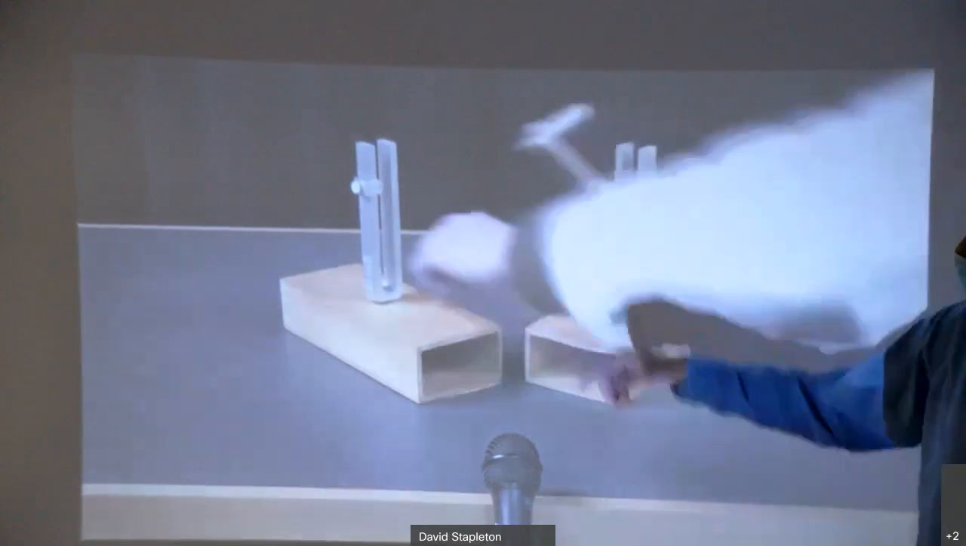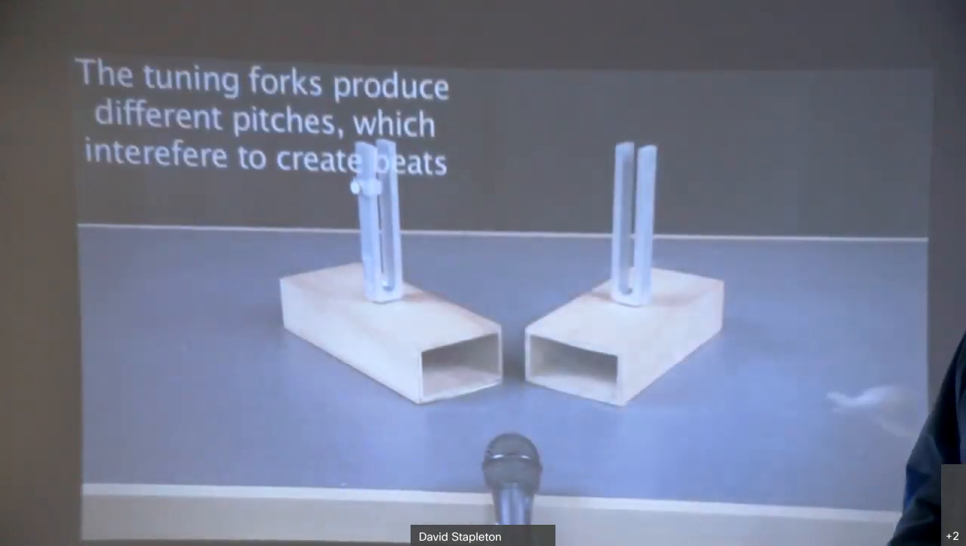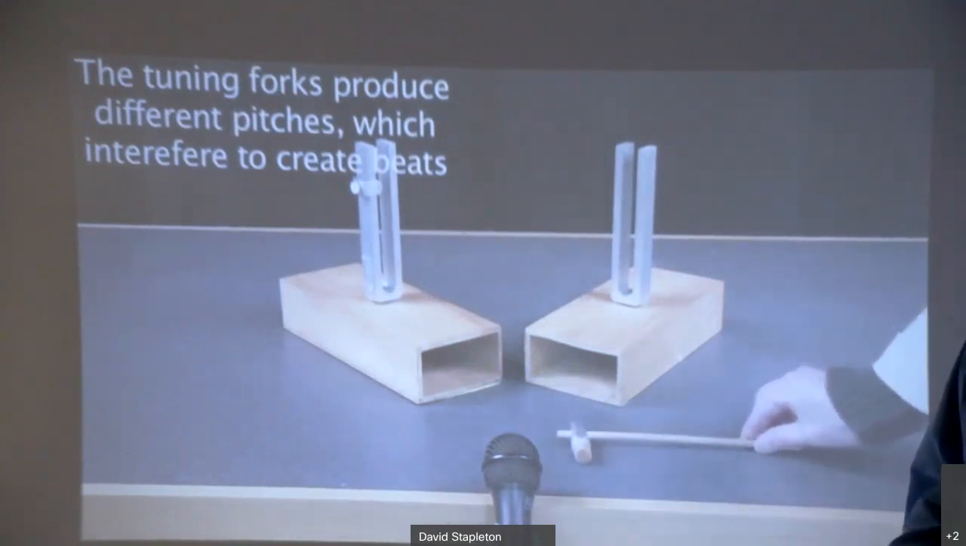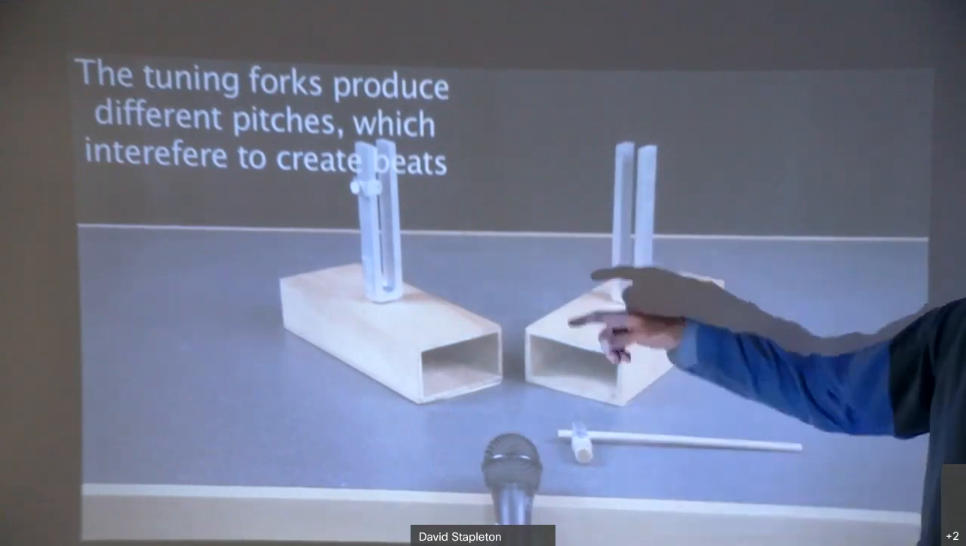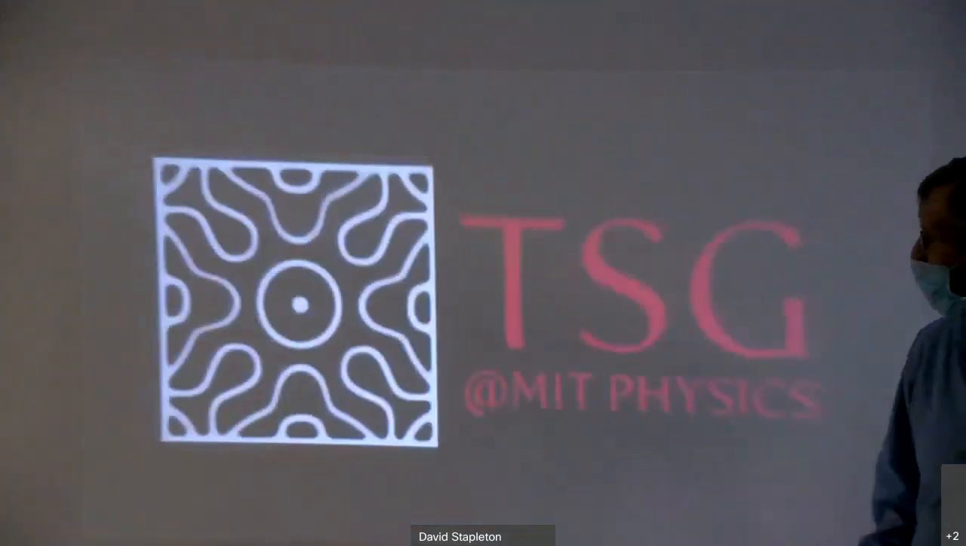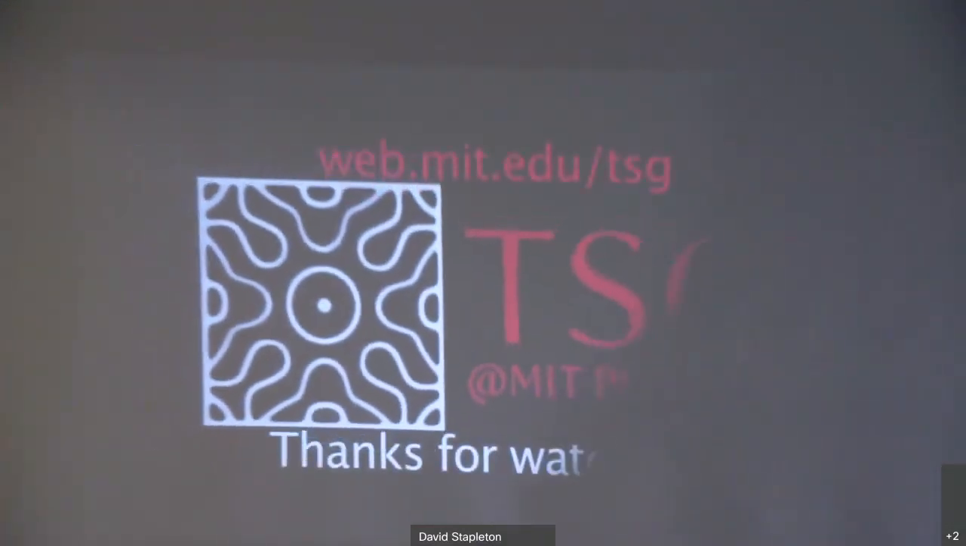Now he's going to strike both of them at different frequencies. Is that going on and off? That's the phenomenon of beats. So you hear a frequency that's halfway between the two tuning forks going on and off. And now you have seen the phenomenon of beats. I hope you can hear that online.